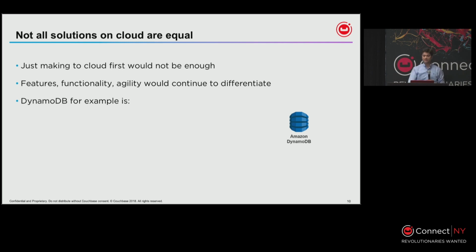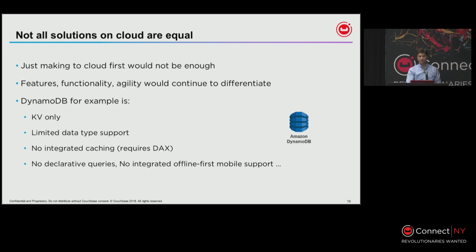For example, DynamoDB, I was talking about AWS, right? DynamoDB is available on the AWS cloud, but just be mindful that it's a key value database. It has limited data type support, right? It's not, I would say, as advanced as the Couchbase database, because we natively support the whole JSON layer with SQL query, right? DynamoDB does not have any query support.